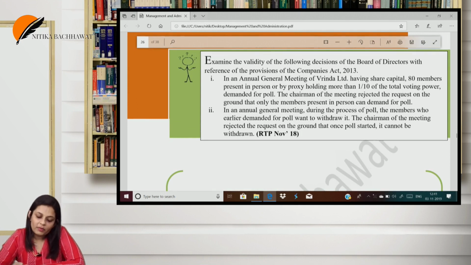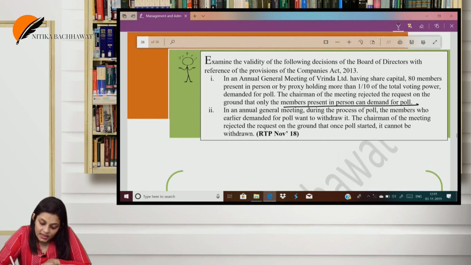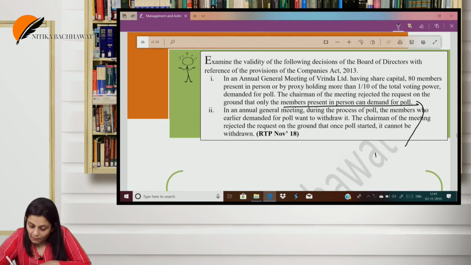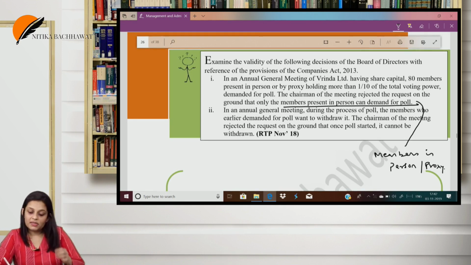In an annual general meeting of Vrinda Limited having share capital, 80 members present in person or by proxy holding more than 1/10 of the total voting power demanded for a poll. The chairman of the meeting rejected the request on the ground that only members present. No. The Act clearly says that members in person or proxy. So, is the chairman's decision justified?